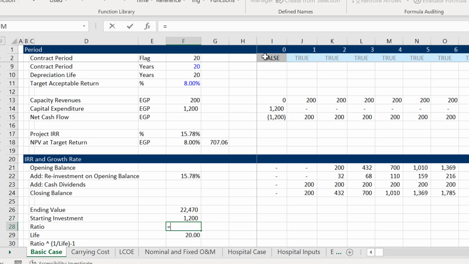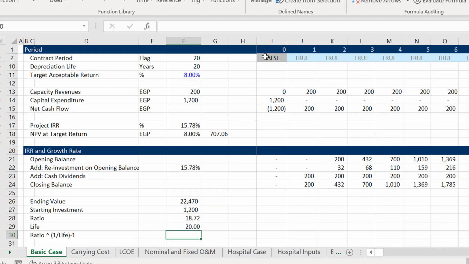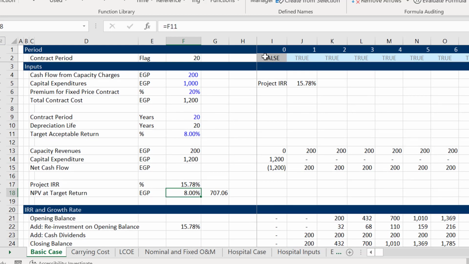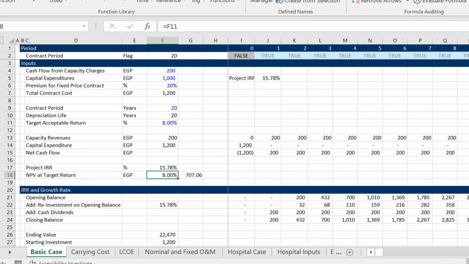That's a pretty darn good thing, isn't it? And then if you take this number divided by this, and you say we have a life of 20, then you can take this number and raise it to the power of 1 divided by the life and subtract 1, and you get exactly the same thing. We just proved what an IRR is. And just to show you the dramatic effects of a different IRR in kind of real money terms.